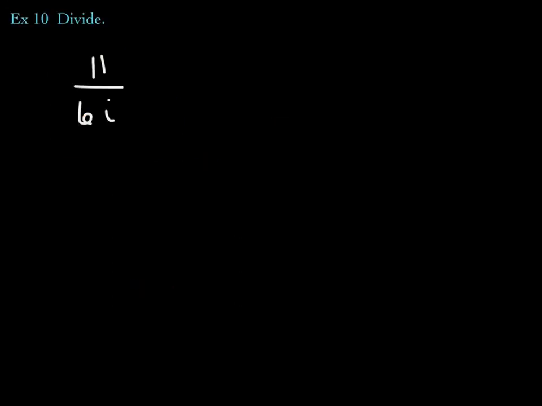All right, last example. Let's divide, and don't forget to write your answer in standard form for a complex number. 11 divided by 6i. This is the first time where what you're dividing by is a pure imaginary number. This is pure imaginary. I want you to realize something, that the denominator can be rewritten as 0 plus 6i, can't it?